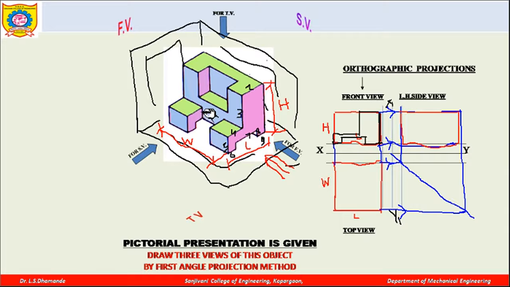Now whatever portion is visible to you, exactly this shape and this shape, this particular shape is just behind this one. So whatever the slot is here, that can be represented in the front view by drawing this line. But this line is not visible from this side, so it is an invisible line. So we can draw that invisible line by using a dash line.